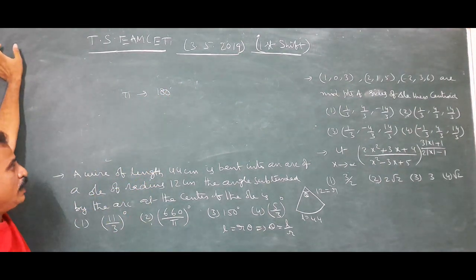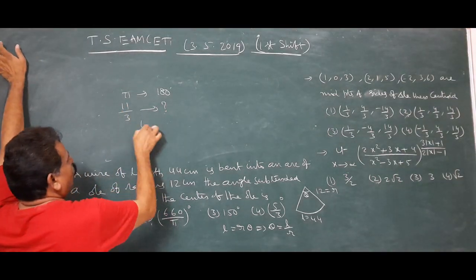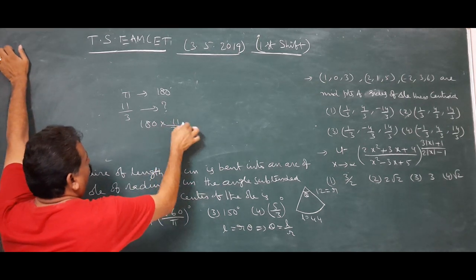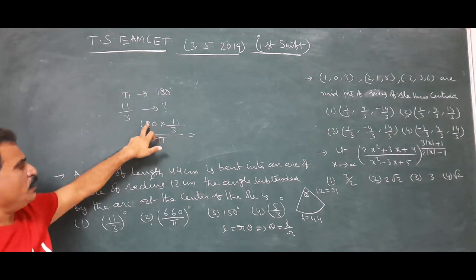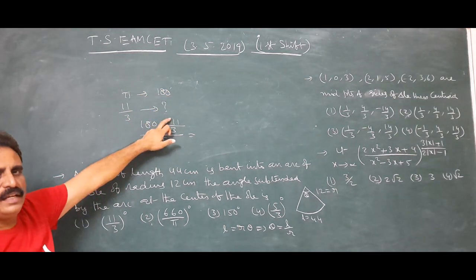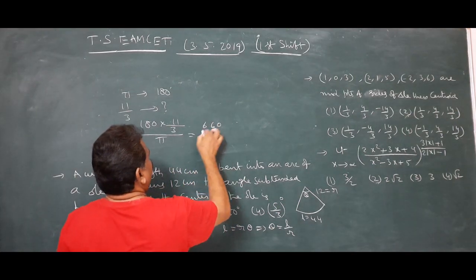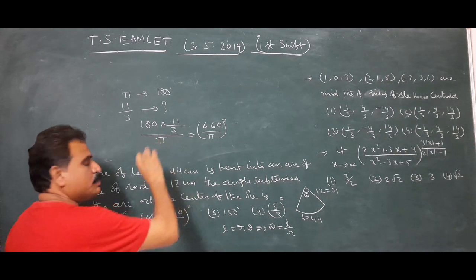Now here 11 by 3, how many degrees? 180 into 11 by 3 by pi. That is nothing but 3 in 180, 60 times 60 into 11, 660 by pi degree. This is degree. So, second option is the right answer.